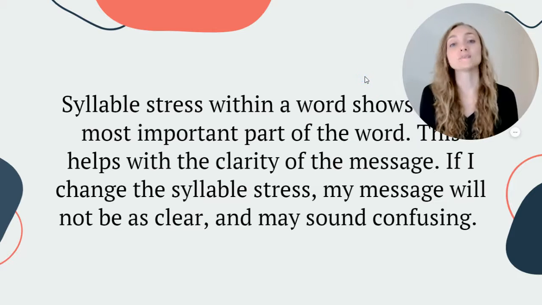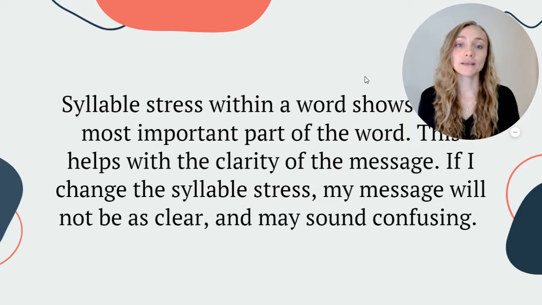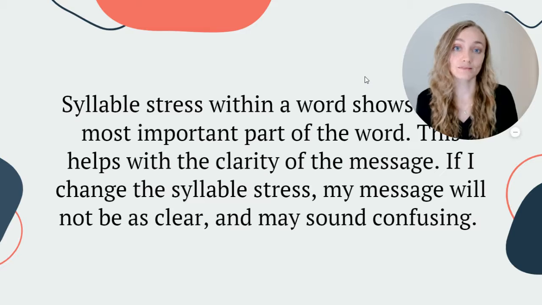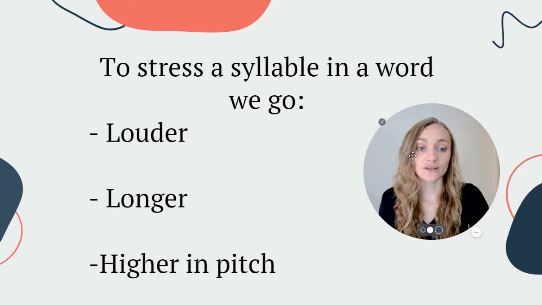And this is really helping speakers with their clarity of message. If I change the syllable stress, then the word will not be as clear, and it may sound confusing. So for people that are speaking, it's very important for them to stress the part that they want you to pay attention to within an individual word and also within a sentence. So we're going to see that later on within sentences, but it starts with syllables within individual words. And that's what we're looking out for. We're looking out for where someone is stressing a word so that we know what's most important to listen for, okay?